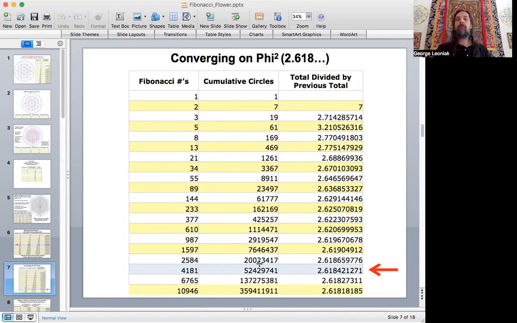And when we do that, the Fibonacci numbers will start to converge around phi squared very closely, 2.618. So if you took phi, 1.618, and squared it, you get 2.618033. So these numbers right in this section around the 2,584 mark and the 4,181 mark, when we divide those two, we come up with very close to phi squared.